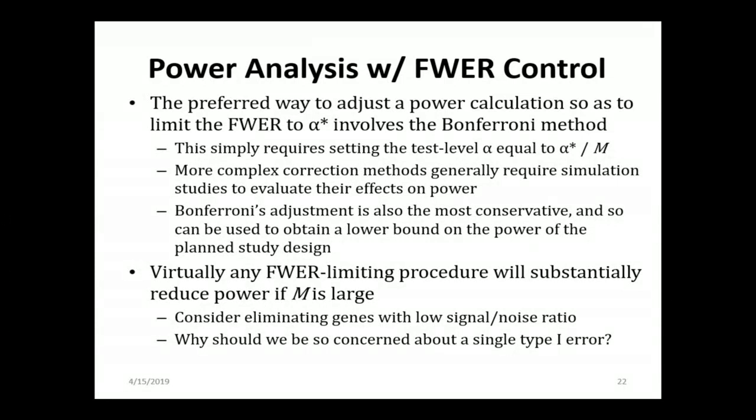But that can often be sort of disappointing, because now you're not testing all these different genes that you collect the data on. And so the question often arises: why are we so worried about making even one type 1 error? Because that's really what the family-wise error rate is about. Is there a different way we can think about the group error rate that is not so focused on just making one error, but about our general tendency to make errors?